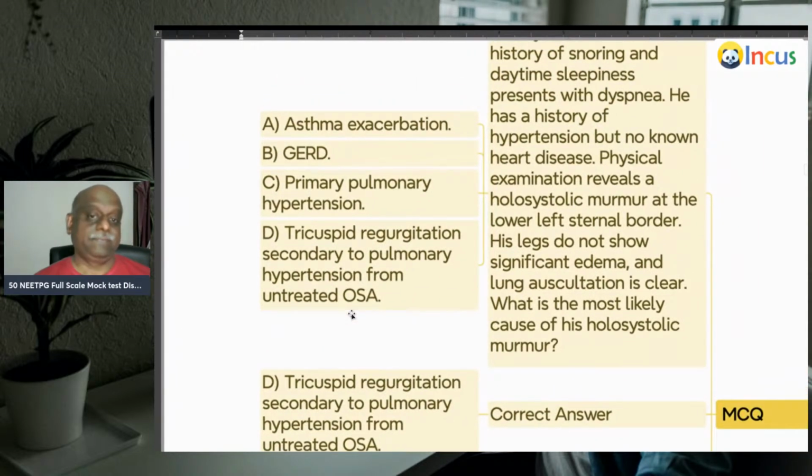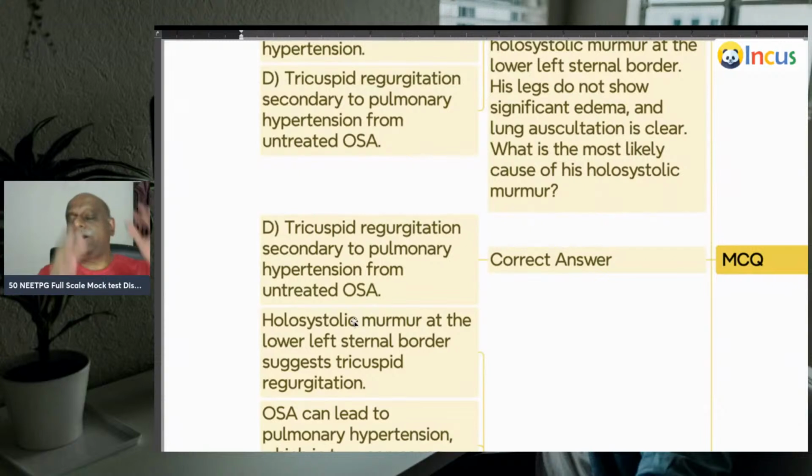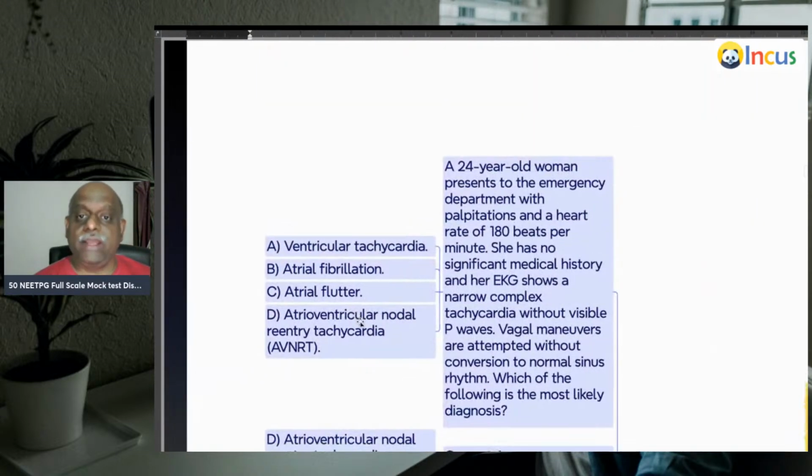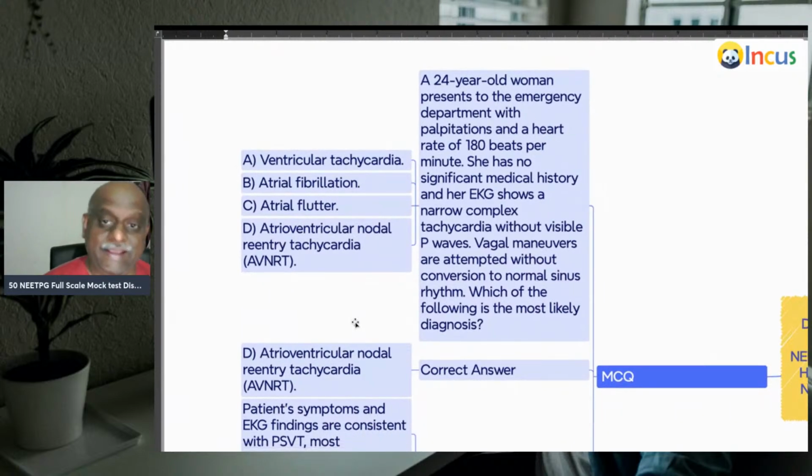So what is the cause? The moment you have obstructive sleep apnea, there is pulmonary alveolar hypoxia that leads to pulmonary vasoconstriction, that leads to pulmonary hypertension, that leads to high right ventricular pressures, that leads to tricuspid regurgitation. Tricuspid regurgitation, secondary to pulmonary hypertension, secondary to obstructive sleep apnea is what you have to basically remember, doctor.